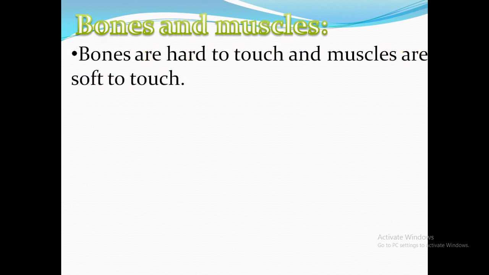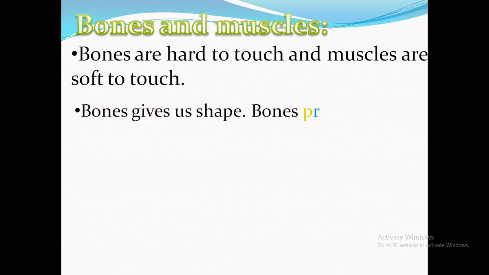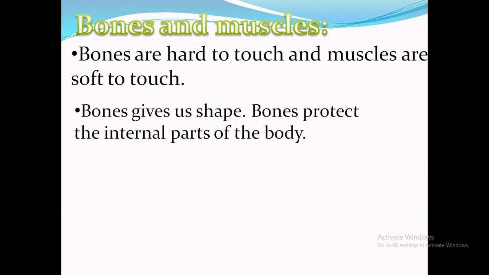The next internal organs we are going to learn are bones and muscles. These bones and muscles are present in our entire body. The bones are hard to touch and the muscles are softer to touch. In your hands itself, if you touch your fingers, the soft material is the muscles. If you touch it harder, you can feel something hard inside the muscle. These are the bones.